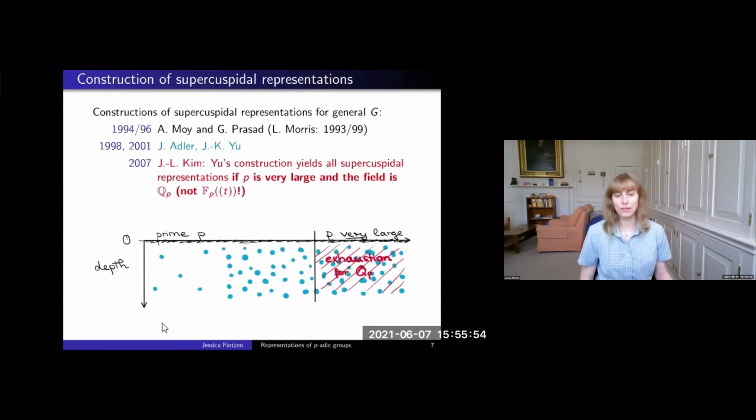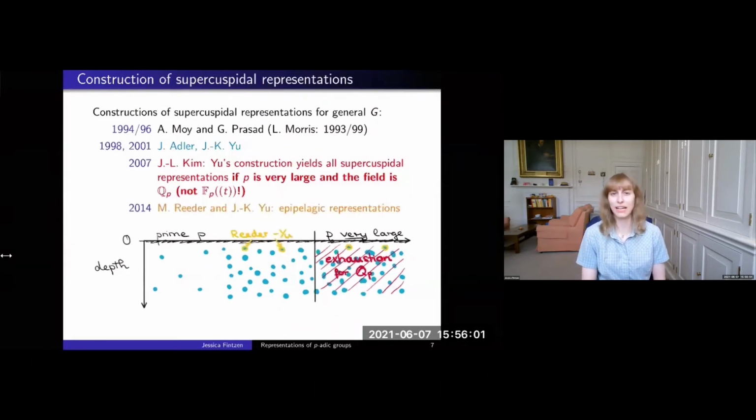So the next question would be, okay, for very large primes and for Q_p, we know what to do, but what happens for small primes? In 2014, Reeder and Yu gave a construction of other representations. They constructed these representations that are circled here by yellow dots, and they called them epipelagic representations. Why did they call them that, such a weird word? It's because the representations they construct have smallest positive depth, so they have very small depth.